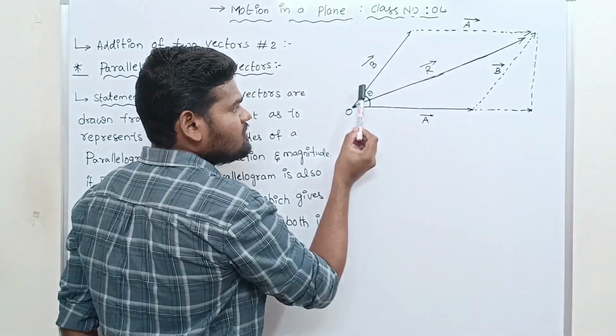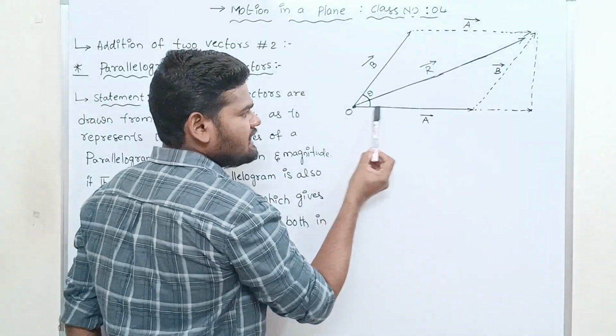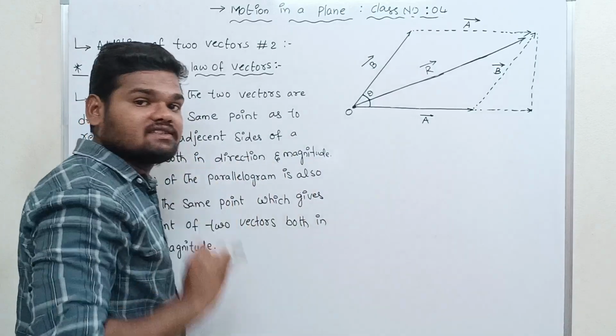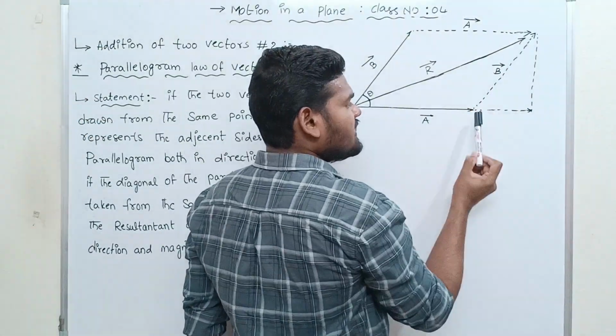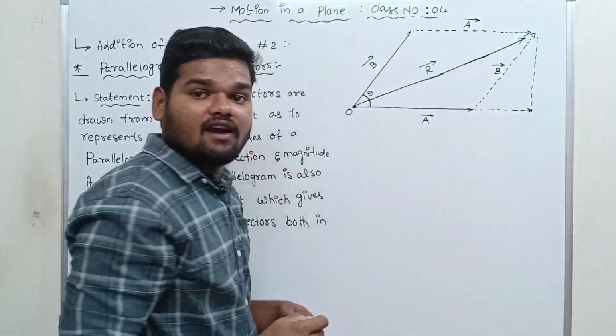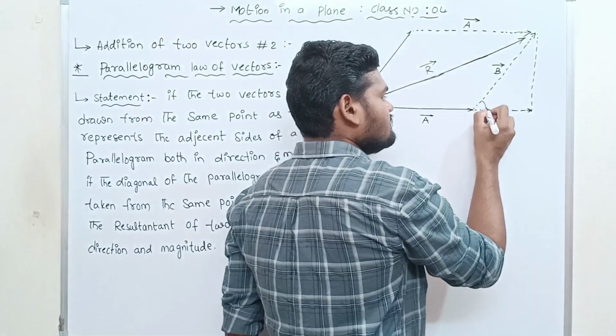This b bar vector is making an angle theta with the base. Here also, this is the b bar vector and this is the base. Now, what is the angle between the b bar vector and the baseline? Theta. Are you getting it?